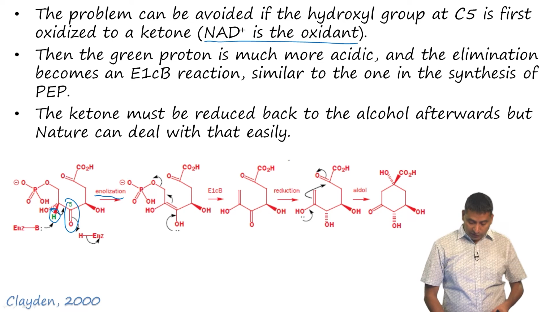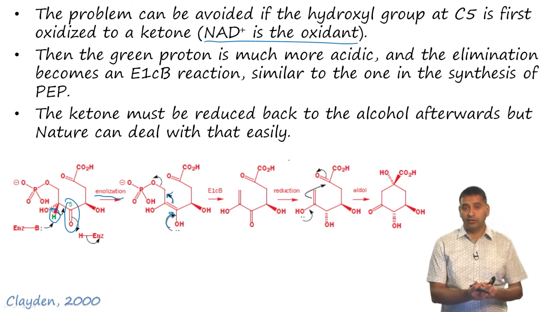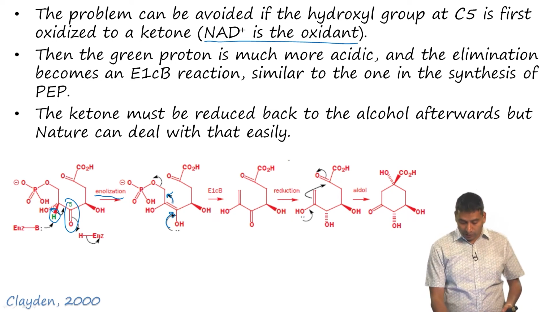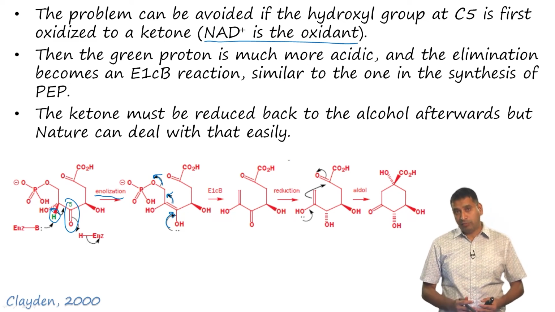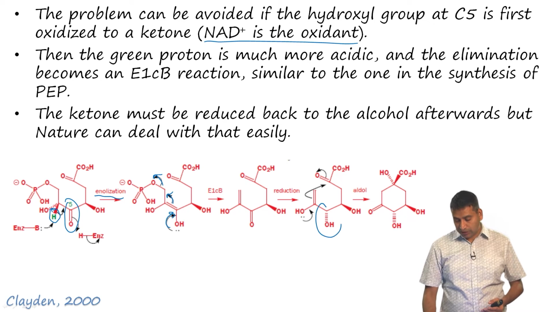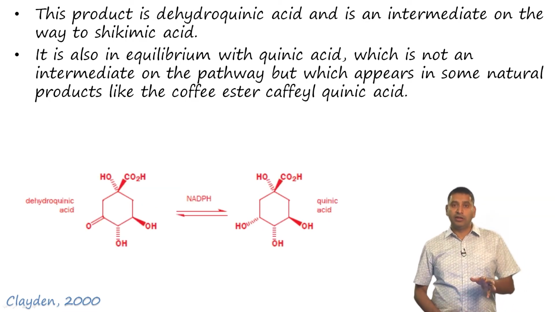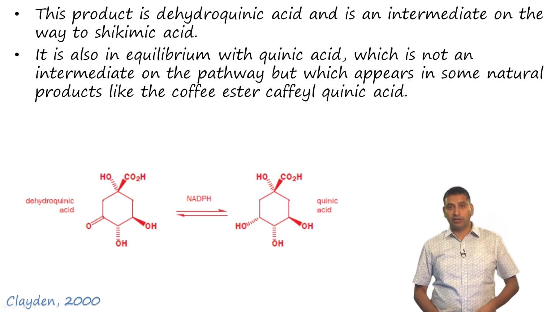Now, if it undergoes enolization, the enolization is going to give you an enol such as this, which can undergo E1Cb type elimination reaction to kick out phosphate and give you this product. Subsequently, reduction by NADH perhaps is going to give you back the alcohol here, which then undergoes aldol reaction to give you the desired product. The product is actually dihydroquinonic acid and is an intermediate on the way to shikimic acid.